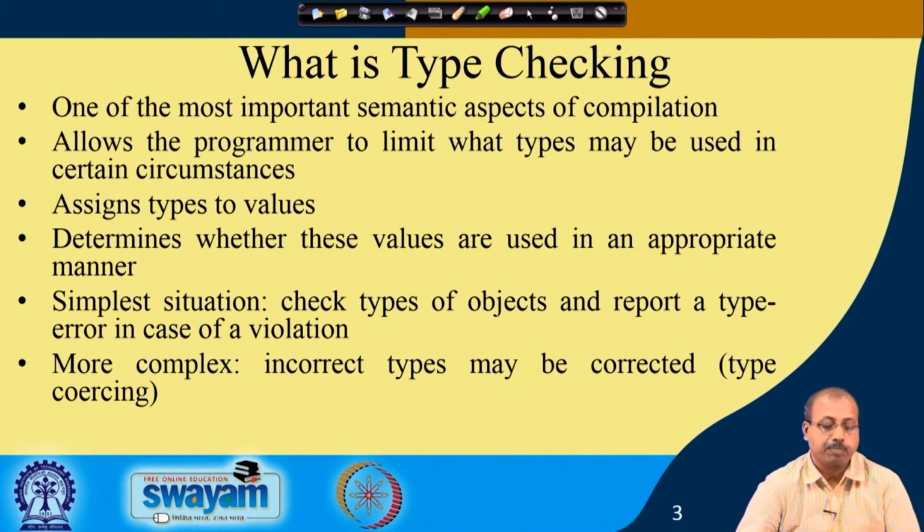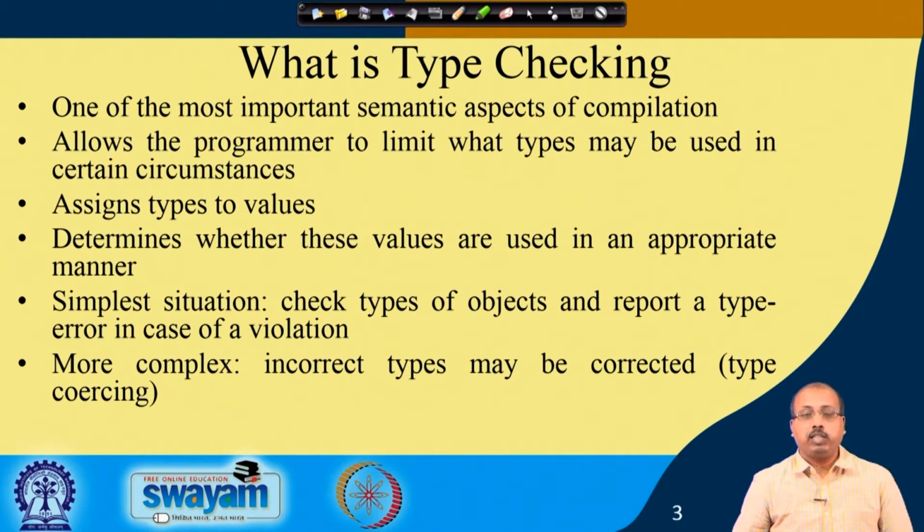This has to be checked by the compiler, not as part of syntax analysis, but as part of semantic analysis. The type checking process assigns types to values. As you are writing expressions, it assigns types to those expressions and determines whether these values are used in an appropriate manner. Say I have an addition operation and I expect the operands to be of type integer; then we have to check whether we have got integer operands for both operands of this addition. That is, whether the operands have been used in an appropriate manner.